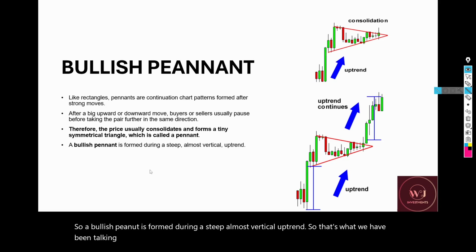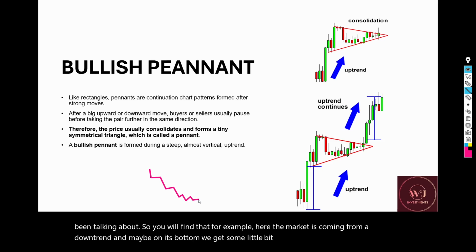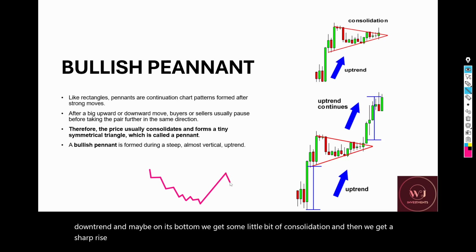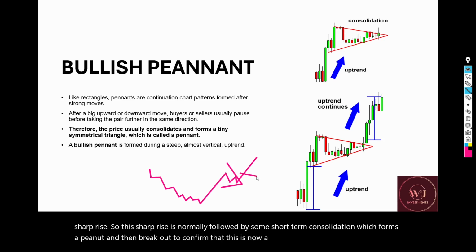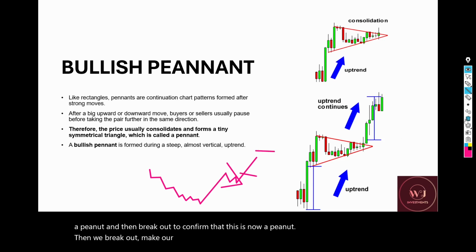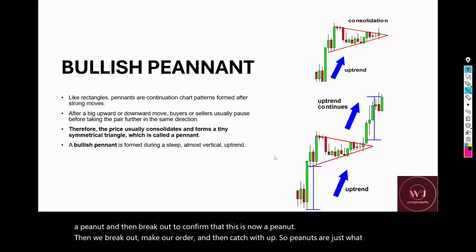So you will find that, for example, here the market is coming from a downtrend, and maybe at its bottom we get a little bit of consolidation, and then we get a sharp rise. This sharp rise is normally followed by some short-term consolidation, which forms a pennant, and then a breakout to confirm that this is now a pennant. Then we break out, make our order, and catch the wave up. So pennants are just what? Continuation patterns.